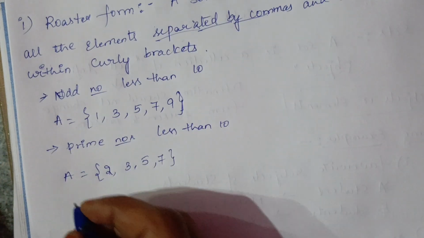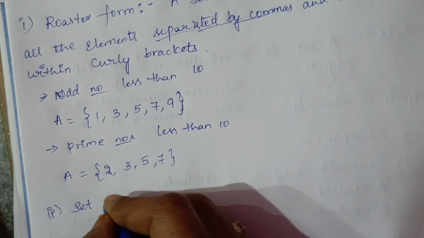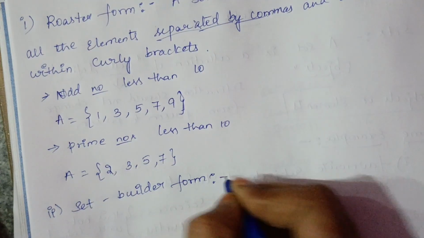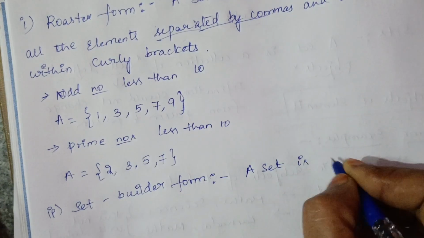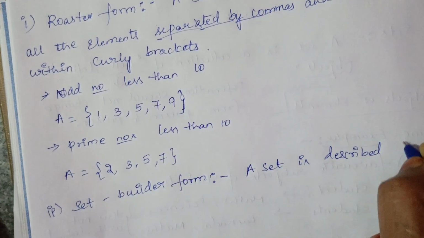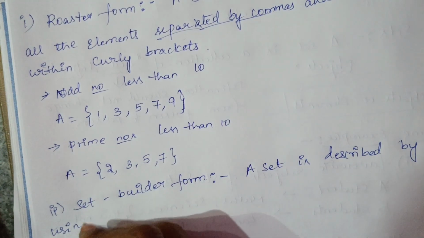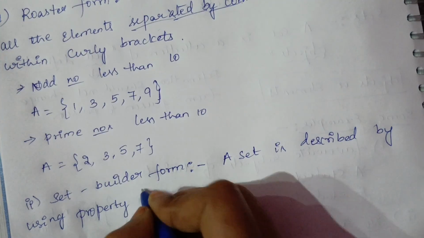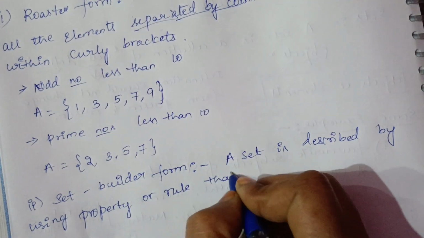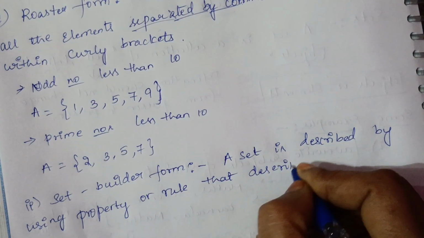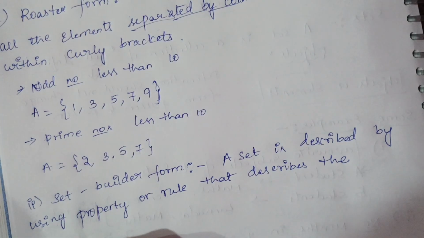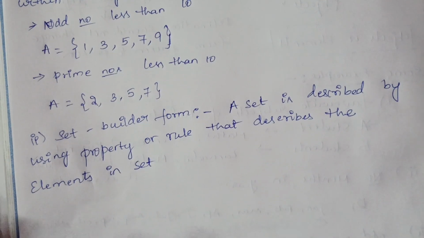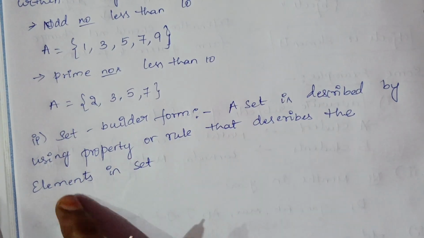Now we'll see what set builder form is. In set builder form, a set is described by using a property or rule that describes the elements in the set.